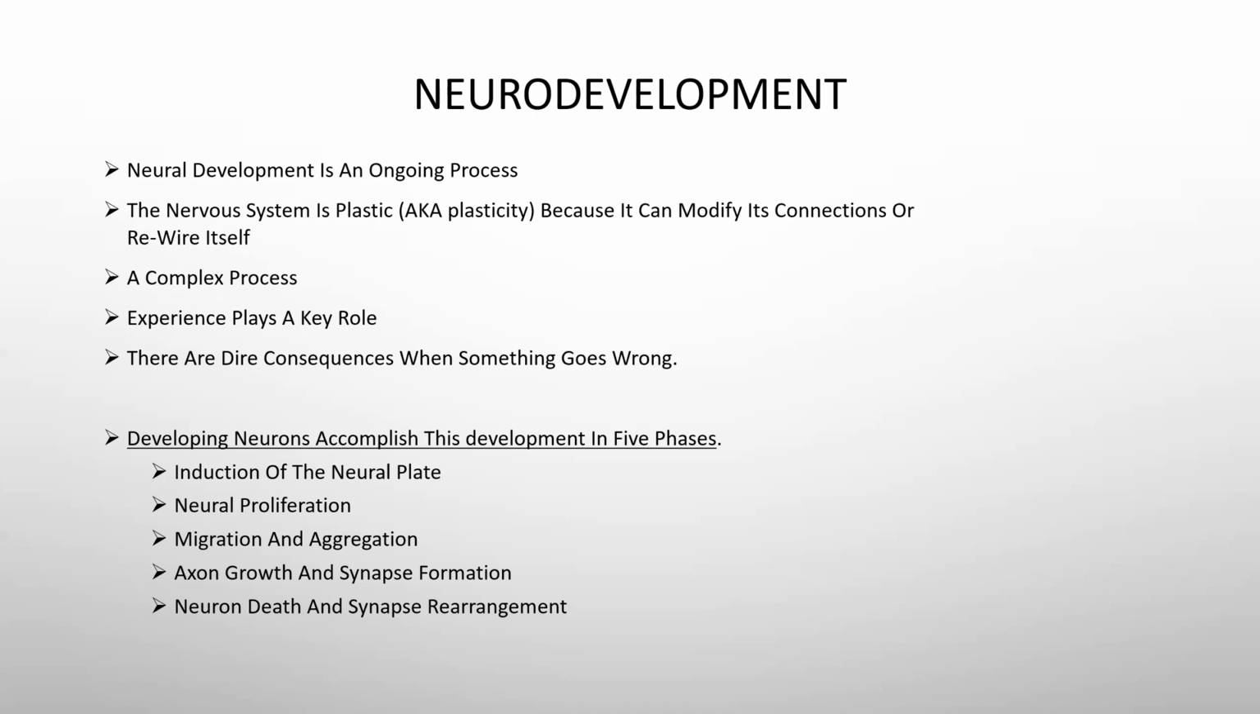So we're going to talk about neurodevelopment. We're going to talk about the 5 phases that you see on the slide there: induction of the neural plate, proliferation, migration, axon growth, and then neuron death and apoptosis. But we will end this lecture also with a couple of neurodevelopmental disorders.